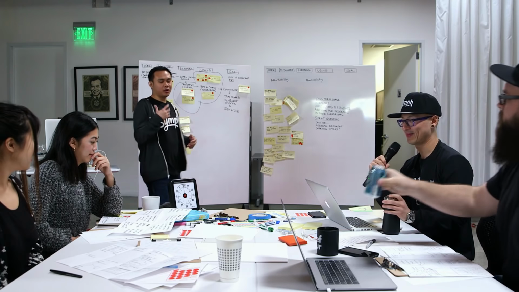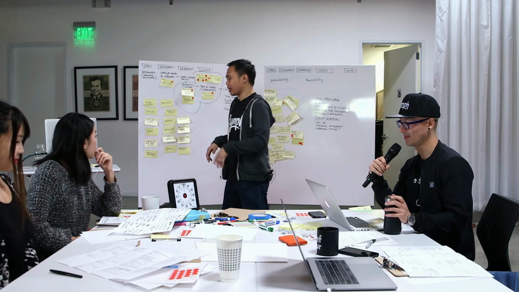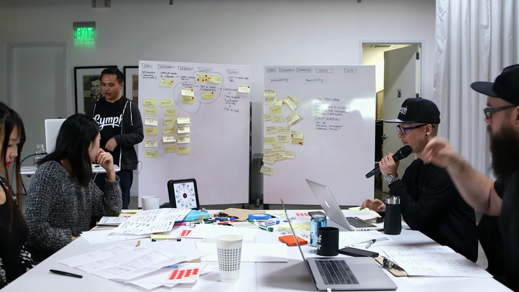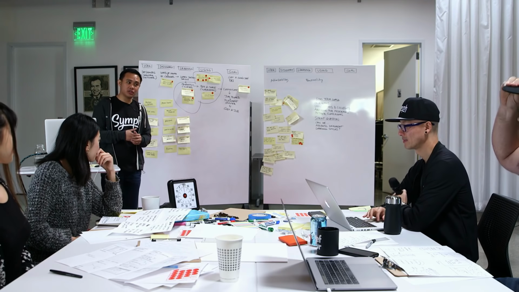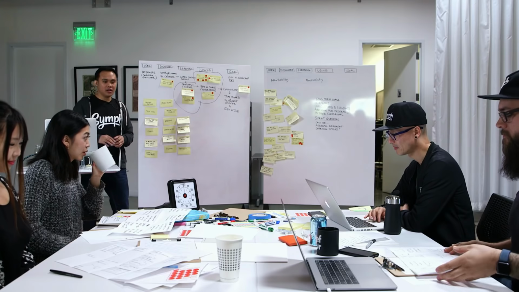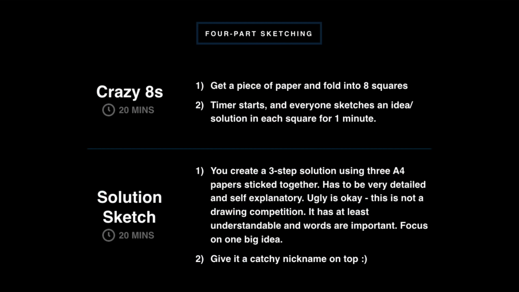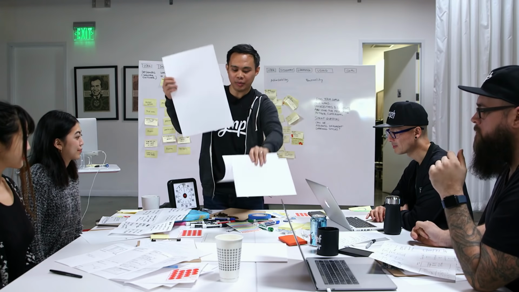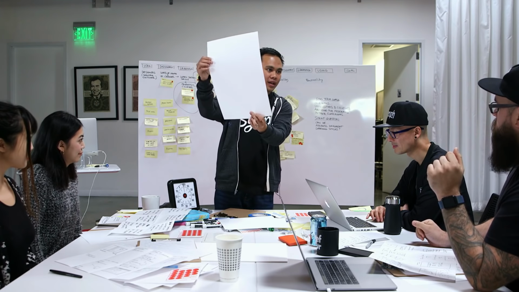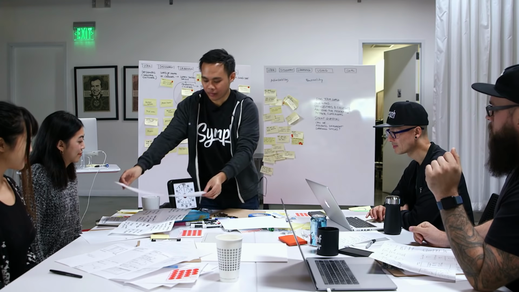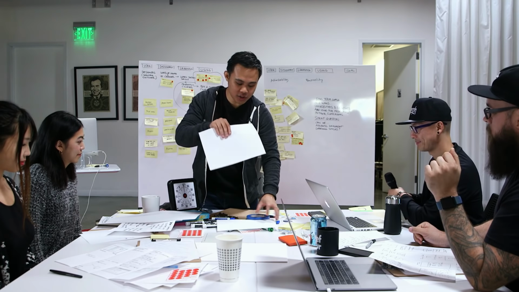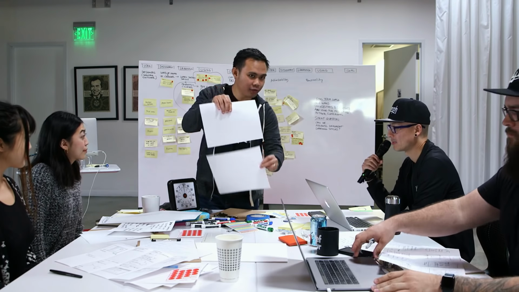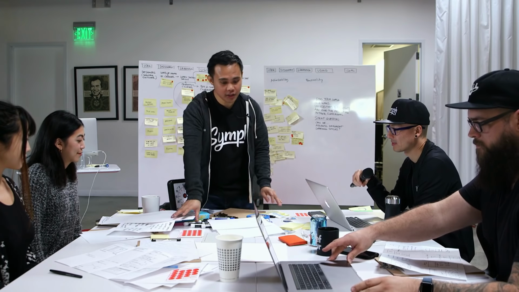Now that you have the crazy eights, the goal of this was to get your creative juices flowing. We're now going to spend time on the final part, which is a solution sketch. We'll take this tabloid instead. You can also take 3 letter size papers and tape them at the back. But if you don't have tabloid size, just tape them like that, 3 of them. Get 1 of each.